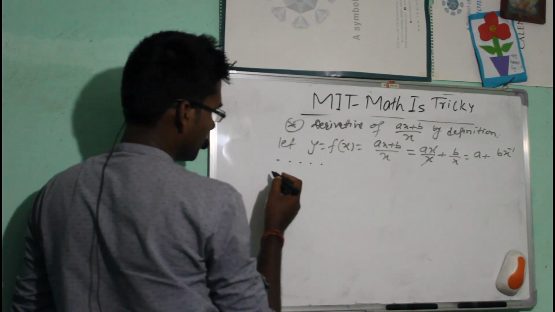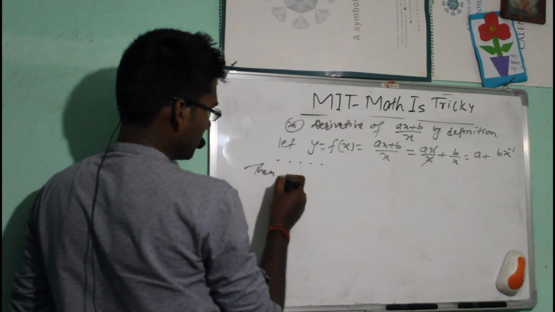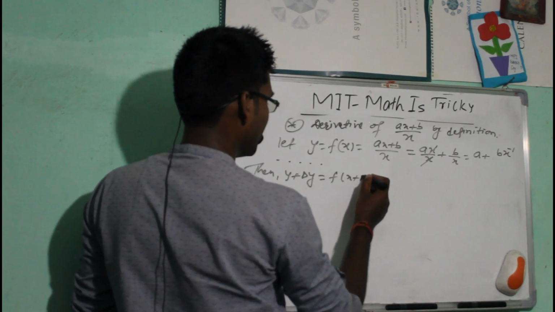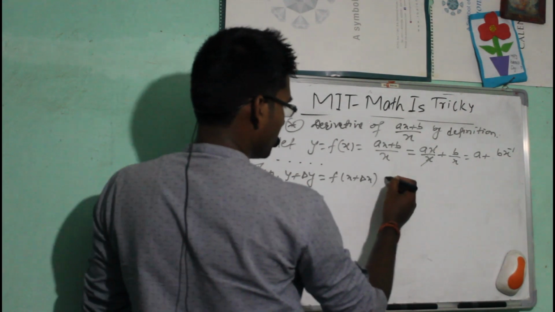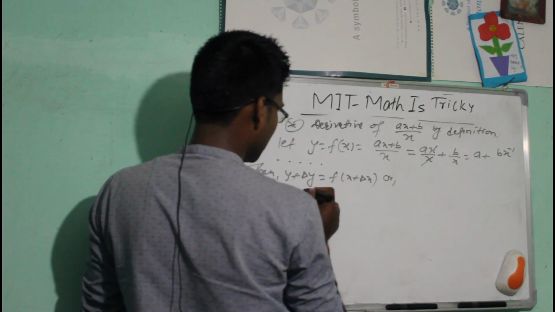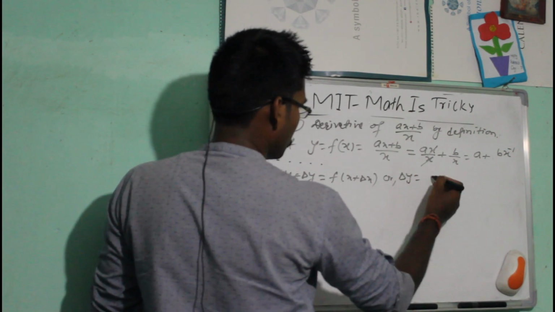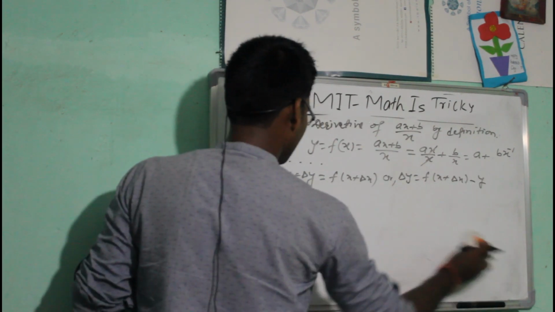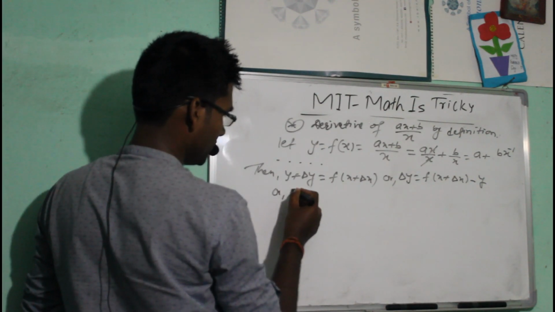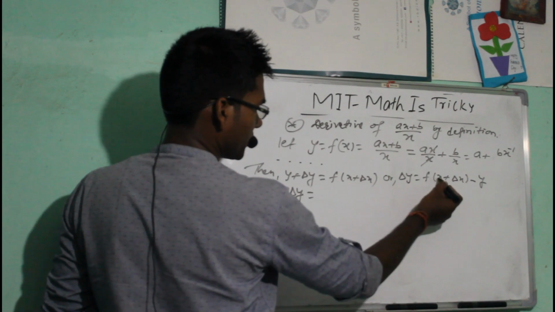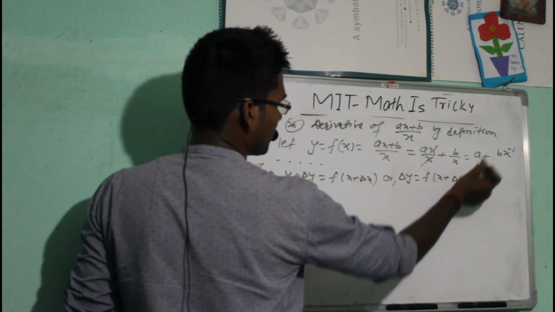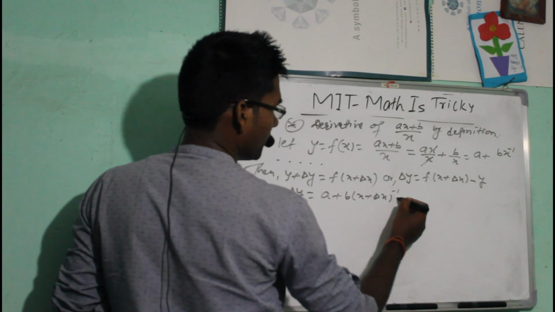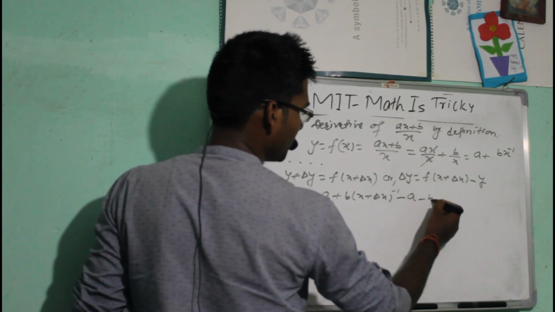So again you write the language: y plus delta y equals f of x plus delta x. This is our first line, and after that always remember that we are finding the value of this delta y. So delta y equals f of x plus delta x minus y. Simply replace x by x plus delta x, so we'll be getting here a plus b times (x plus delta x) power minus 1, and then minus y, which means minus a minus b x power minus 1.